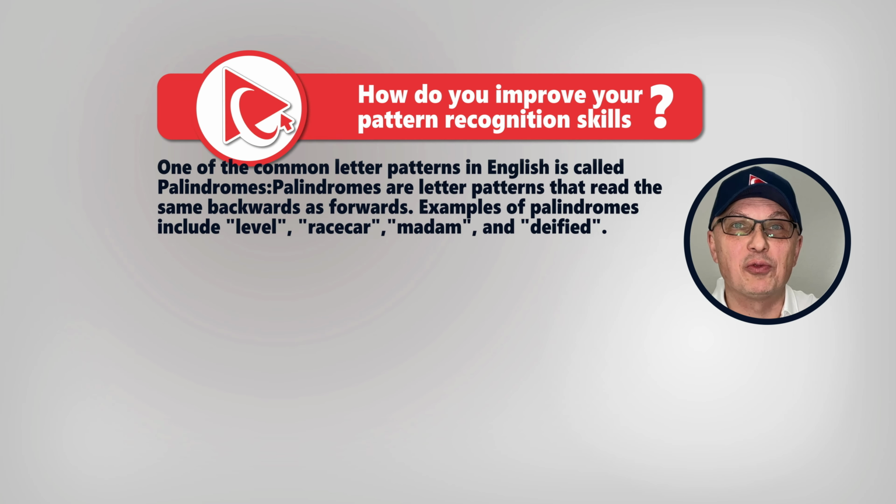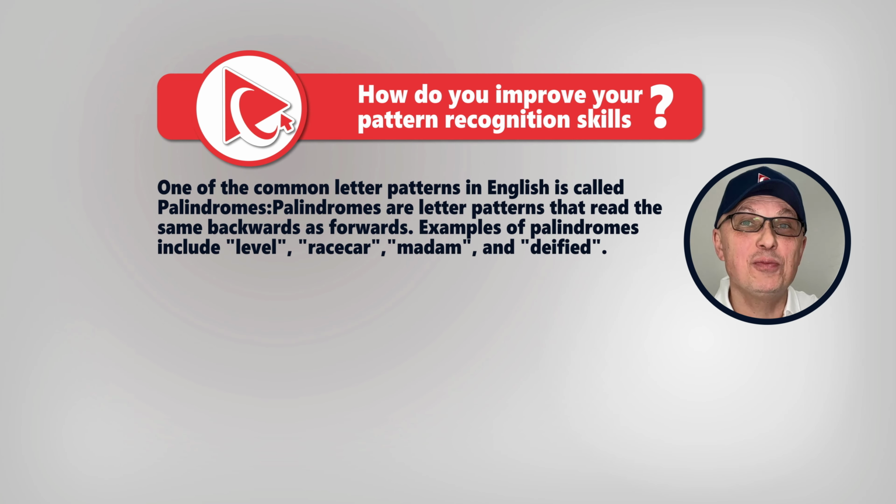One of the most frequent questions we get on this channel is how to improve your pattern recognition skills. This is so important because it's an essential skill to help you pass an employment assessment test. Let me introduce you to one of the most common English patterns called palindromes. Palindromes is a letter-based pattern which allows you to read the same word backwards and forwards. Let's look at some key examples of the words that are used in the test.